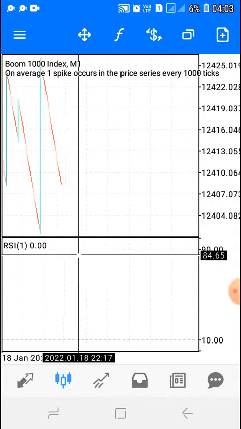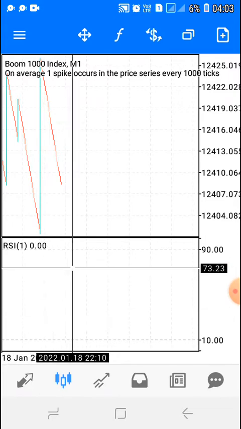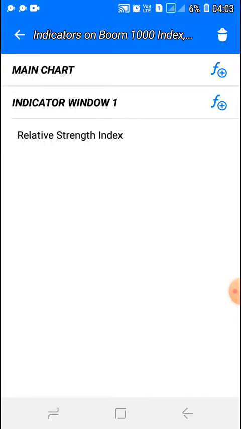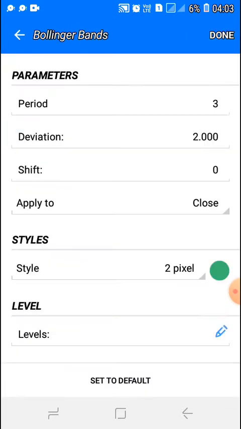You won't have anything in the RSI, there will be nothing. But what you're going to do after that is add your Bollinger Bands. Make sure that your parameters are like this. The period should be 3, deviation 2.000, shift 0, apply to close, style pixel green, no levels needed.